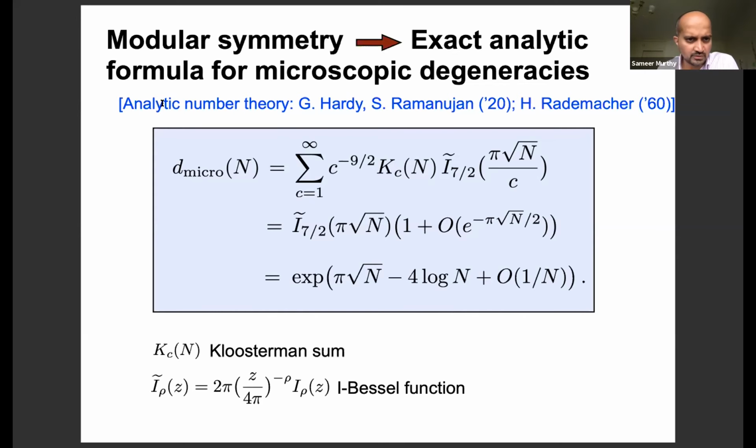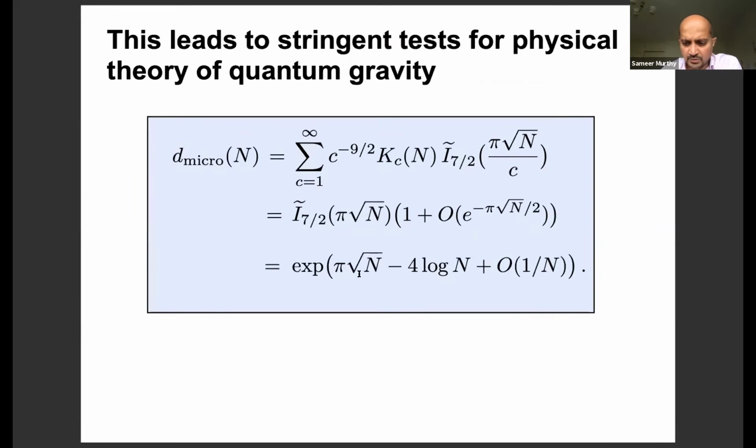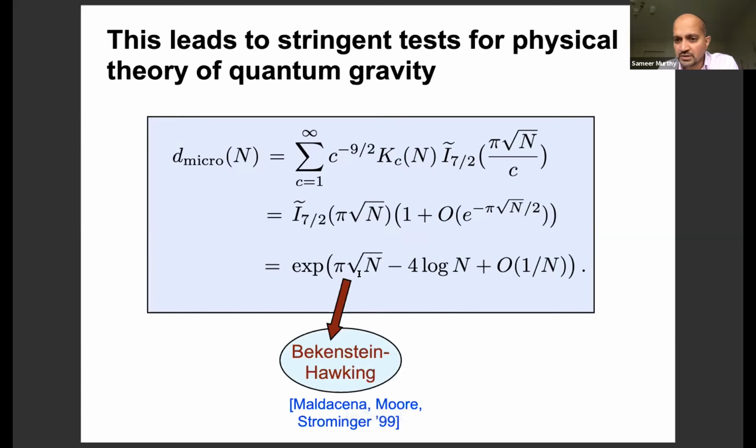So that's the role of analytic number theory. And now we want to interpret this in physics. If you remember my slides, I'll do this here. This pi square root of n is exactly the Bekenstein-Hawking entropy. Now, if you believe in this whole picture of string theory, this is what Strominger and Vafa first did, and many people following that.